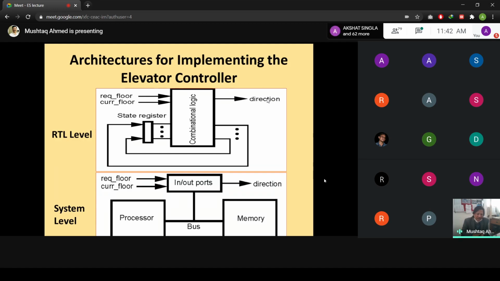So the system level is quite simple, where there is one processor, one memory, and the input and output ports, because we are just making an input, the requesting of the floor, and the output is the moving of the lift in the upward or downward direction. So you can easily make the device modeling in a simplified way, and it is easy. Here you can see we can represent it in quite a simplified way.